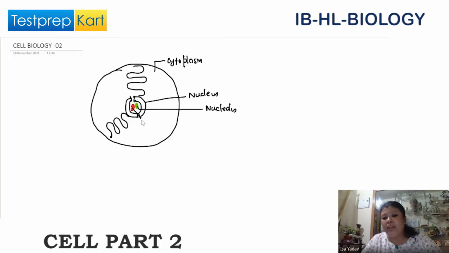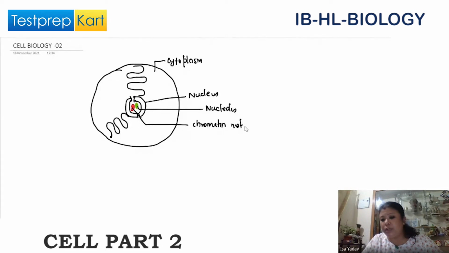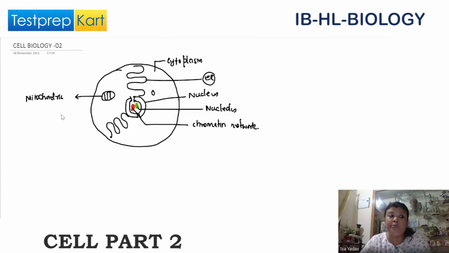This is the nucleolus. Then we have the chromatin network. This chromatin network will form chromosomes. In the cytoplasm, this is the endoplasmic reticulum, or the ER. Then we may have the mitochondria and other vesicular structures. So this would be an animal cell. Then we'll have ribosomes, of course.